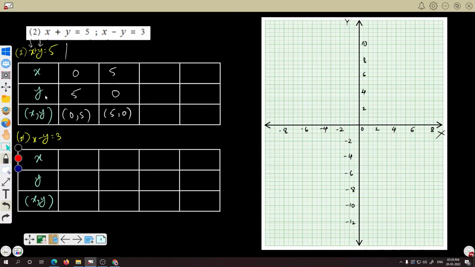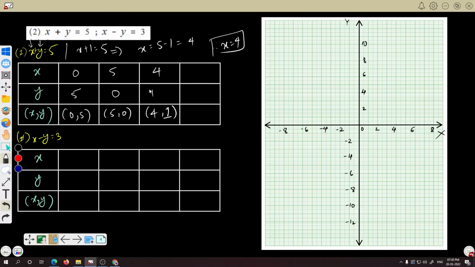If I take y as, let's say, 1, then the equation will be x plus 1 is equal to 5, which means x is equal to 5 minus 1, which is 4. Therefore, x turns out to be 4. If I take y as 1, then x will be 4. Therefore, the coordinates are 4 comma 1. I hope this is clear to you.